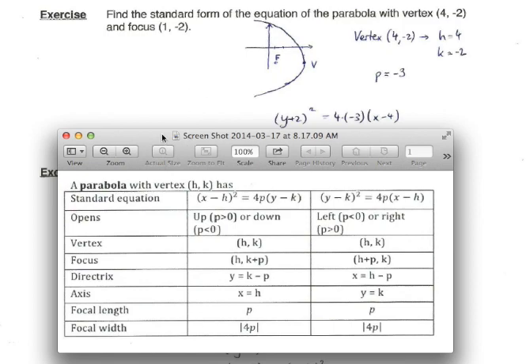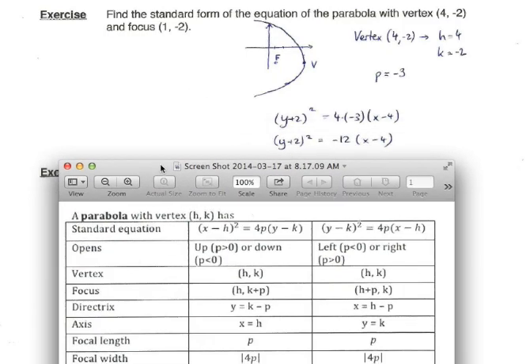So let's see the first example, and I'll try to keep this here on the screen. Find the standard form of the equation of the parabola with vertex 4, negative 2, and focus 1, negative 2. So it's pretty clear here we have 2 pieces of information about the parabola, and we're looking for the equation. It's great to do a little sketch for the situation. It helps. We see that the vertex is here and the focus is there, and given the information, it's clear that the parabola opens to the left.